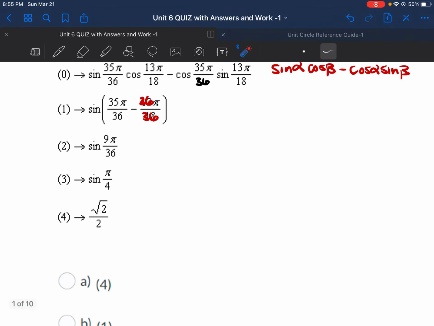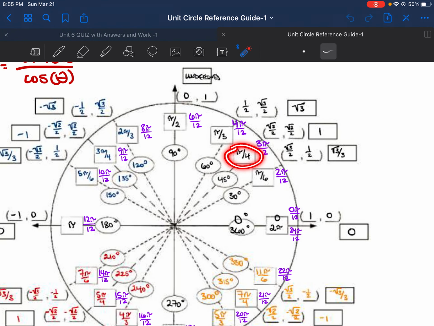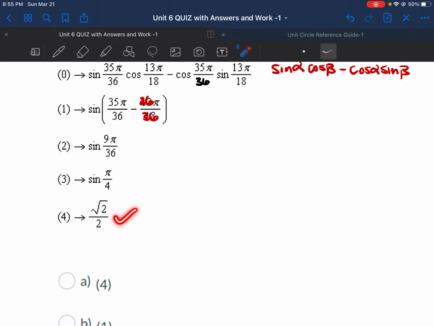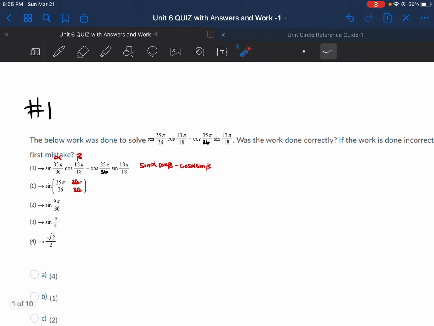And then sine of pi over 4, well, if we look at our unit circle, here's pi over 4. Sine is the y value. That's square root of 2 over 2. That's also correct. So all the work is done correctly. Okay, so that's how you want to approach those problems. Notice we didn't redo all the work ourselves. We just verified the lines, made sure they were correct, or if there was a mistake, that's what we would have picked as our answer, the line that the first mistake took place in.